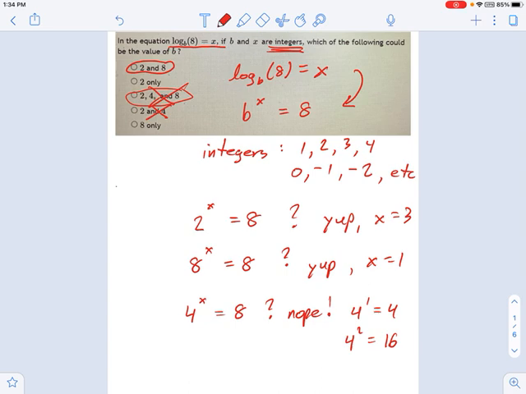And if you look at our list now, we've got 2 and 8 as options. Both of them have to be true. So what we're left with is just that very first one I circled. 2 and 8 are both options. So this is a very much guess and check style problem. It does help to know how to rewrite a logarithm in exponential form.